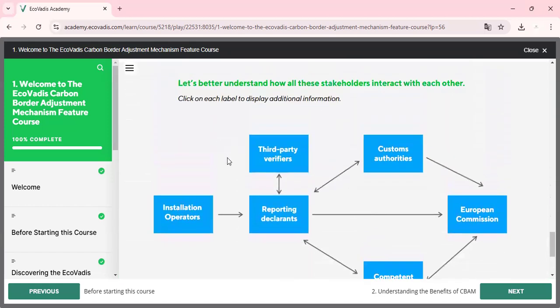CBAM will be implemented in 2 phases, starting with the transitional phase from 1st October 2023. The first phase only consists of reporting obligations, whereas the second phase marks the start of companies having to pay taxes.